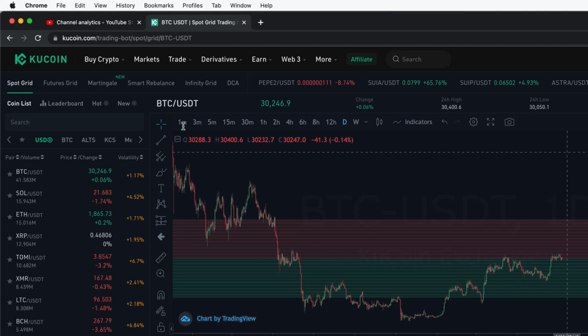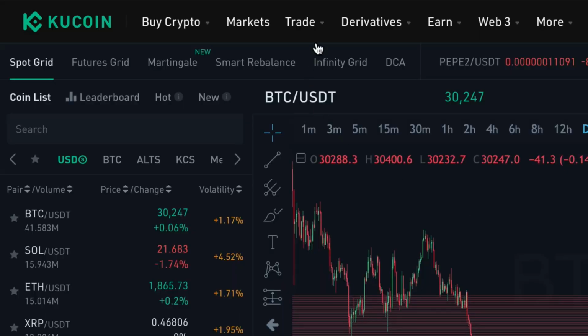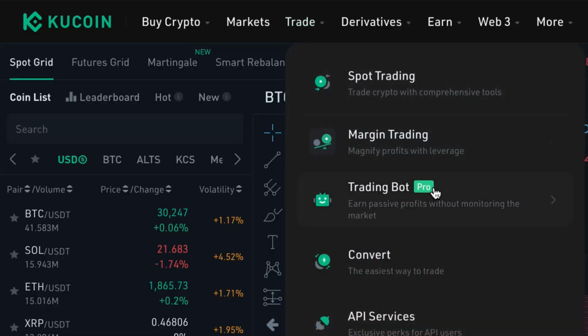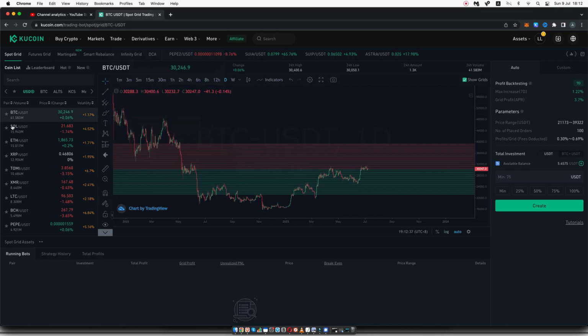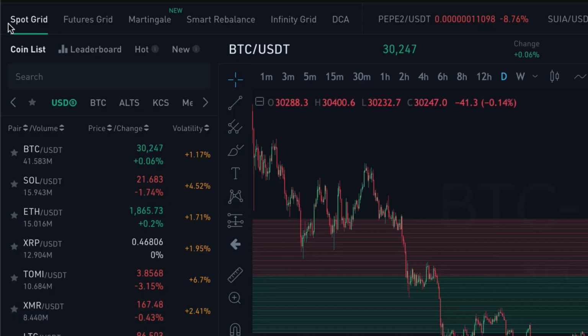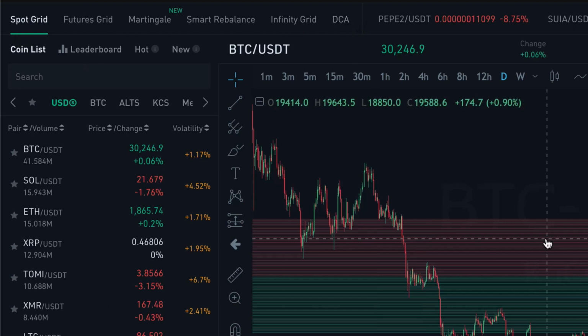Now, with that being said, this is what it's going to look like once you go up here to trade and go to Trading Bot Pro. So over here on the left-hand side, you can see that we're under the spot grid. They also have futures grid, martingale, smart rebalance, infinity grid, and DCA. The two that I think most people are going to use is spot grid and DCA. DCA is just going to buy you cryptocurrencies at a set interval every single day, week, or 2 weeks, whatever it is that you'd like to set it at.